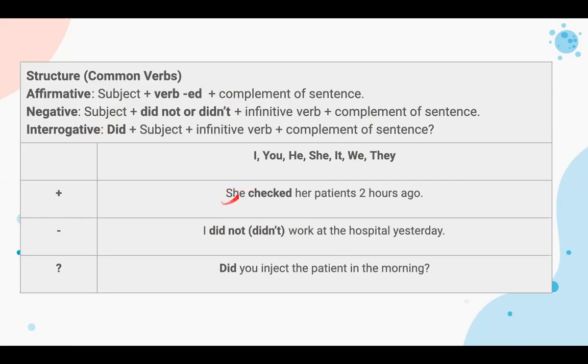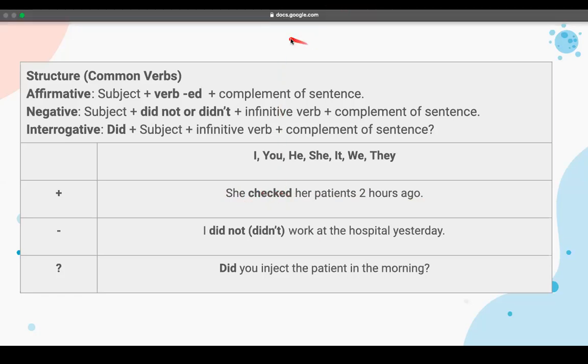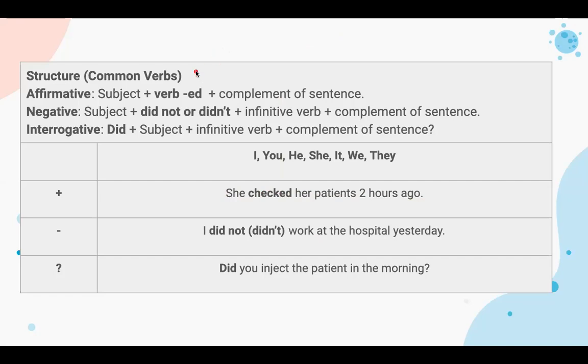So, she checked her patients 2 hours ago. Okay, here lo cambiamos. Check es el verbo, that's the verb. Y después para hacerlo en pasado, we add ed at the end. Her patients 2 hours ago. Then for negative sentences, I didn't or did not work. Work es el verbo en infinitivo. Y no se cambia. We do not make any change here. And at the hospital yesterday.